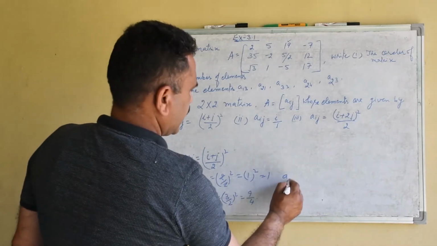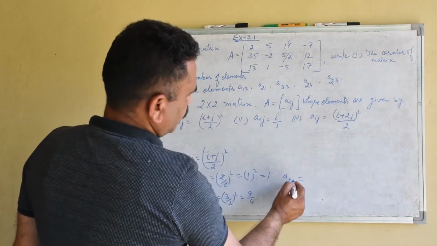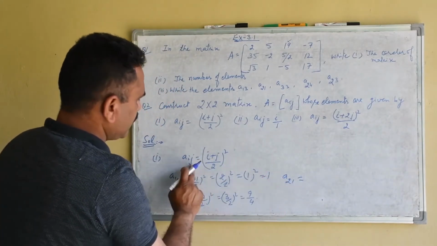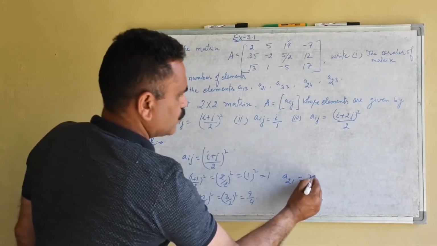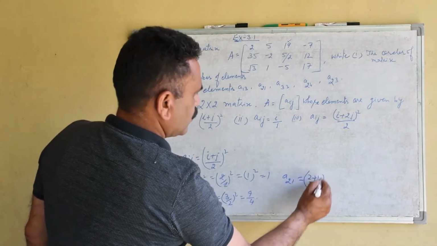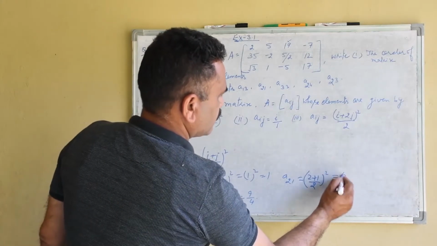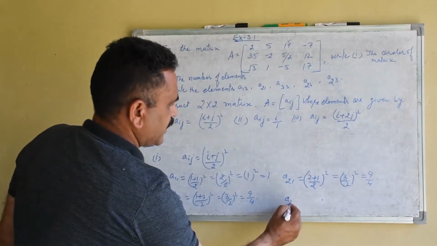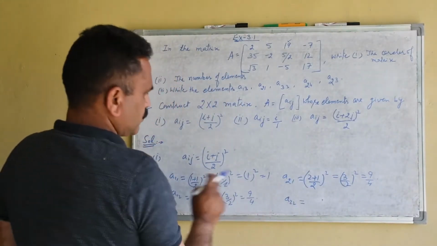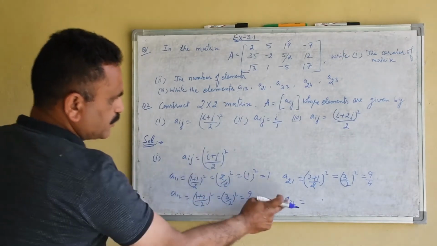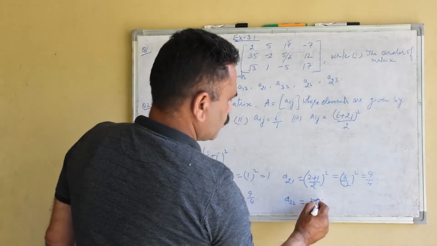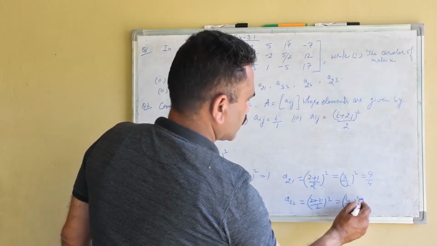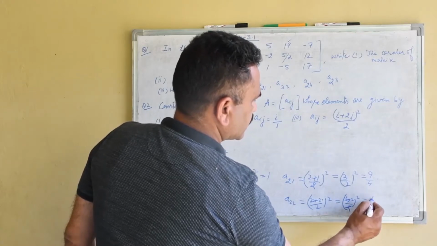Now A21, second row first column. So look, the value of I is 2, the value of j is 1. We substitute: (2 plus 1) by 2 whole square, so that is equal to (3 by 2) whole square, that is equal to 9 by 4. Now A22, second row second column, meaning the value of I is 2, the value of j is also 2. (2 plus 2) by 2 whole square, so (4 by 2) whole square, so this cancels, that is equal to 4.